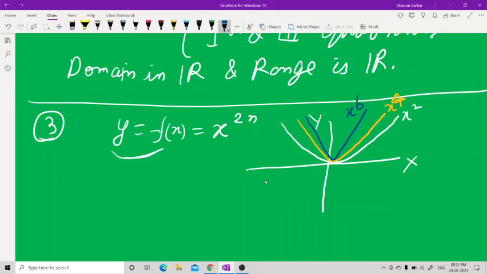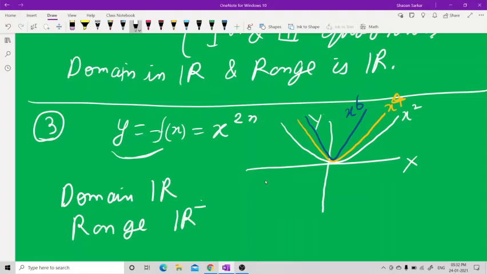Of course, here also the domain is R, and the range is all positive real numbers union 0, because 0 is also here. So it will take the 0 like this. The range is this for this graph.